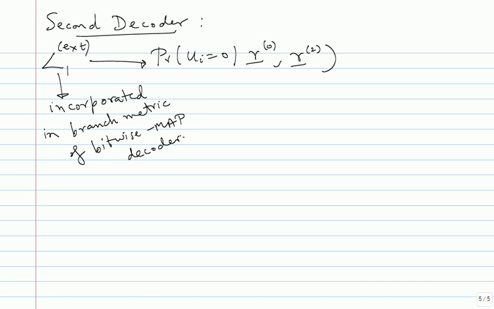In the very first run for the first decoder, what is the a priori information? There's no a priori information. But for the first run of the second decoder, you already have some a priori information which you have to incorporate into the branch metric of the bitwise MAP decoder. Since I did not discuss the bitwise MAP decoder in detail, maybe it's not clear to you. But what it does for the branch metric is compute some LLR for each branch. So you can easily incorporate another LLR from something else. You simply add the two LLRs.